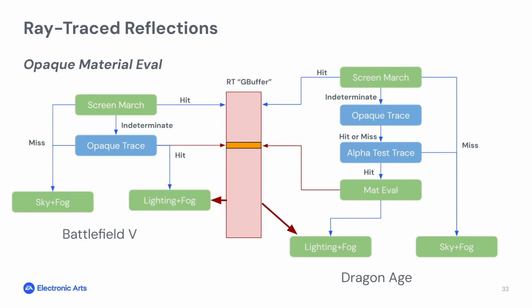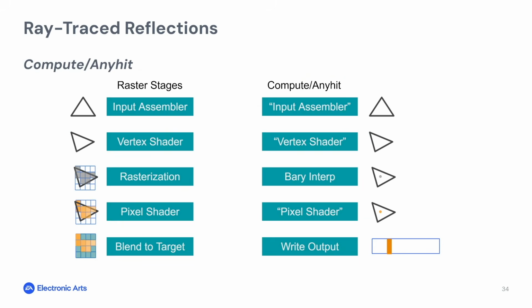Finally, we can combine the ray trace material data with our lights and produce a final color. This part is analogous to deferred lighting in screen space, except we operate on ray intersection points rather than screen space pixels. Let's take a closer look at the material evaluation. The way this works is that we mimic the raster pipeline, except we smash all the stages together into one hit shader or compute shader.